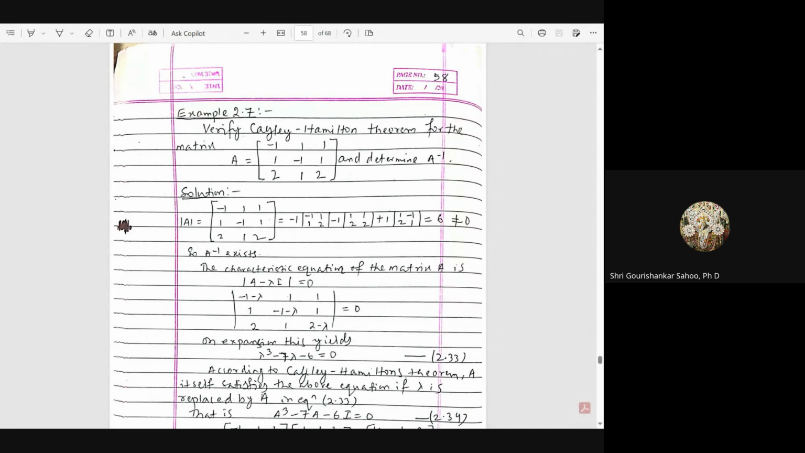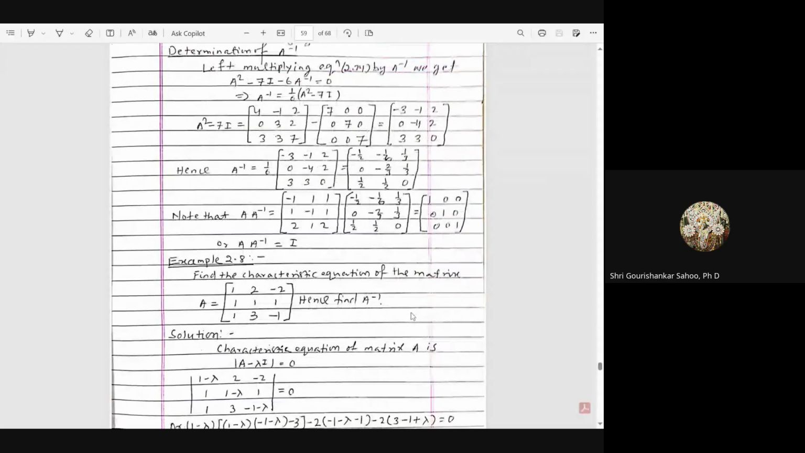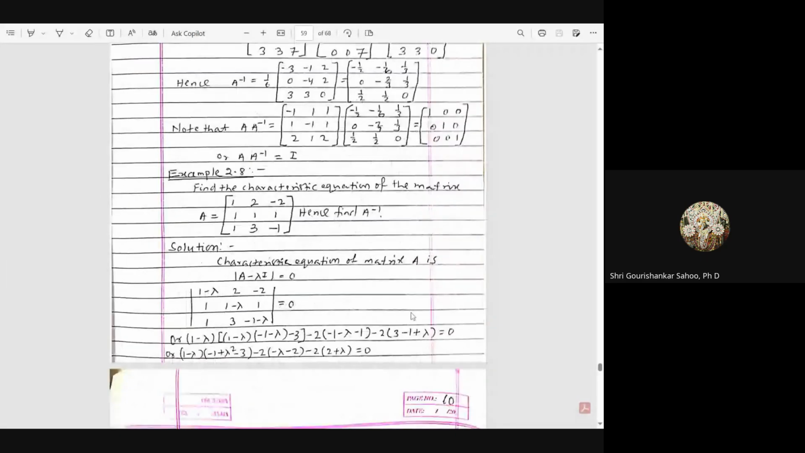So you can verify the Cayley-Hamilton theorem for the matrix A equal to [-1, 1, 1; 1, -1, 1; 1, 2, 1, 2], and hence you can determine A inverse, the inverse matrix. You can determine A inverse by using the Cayley-Hamilton theorem.